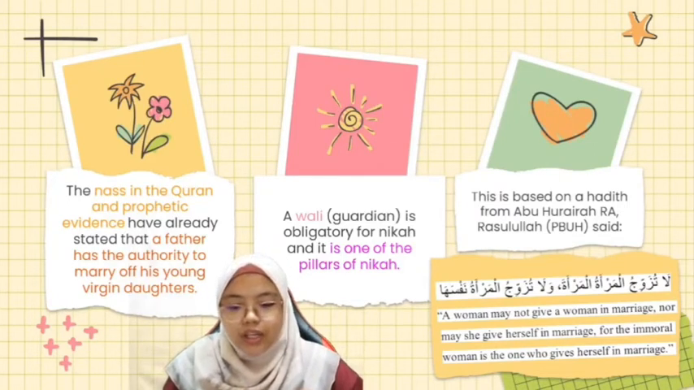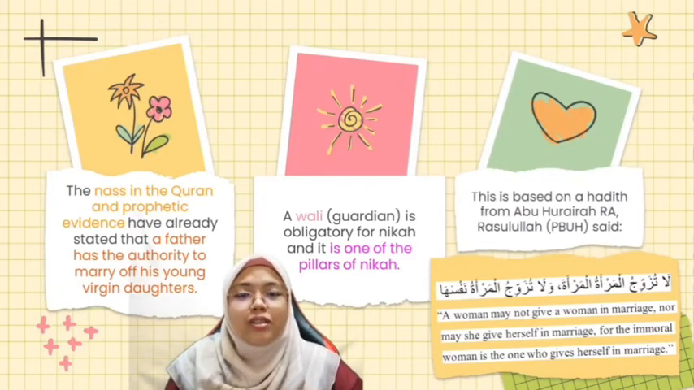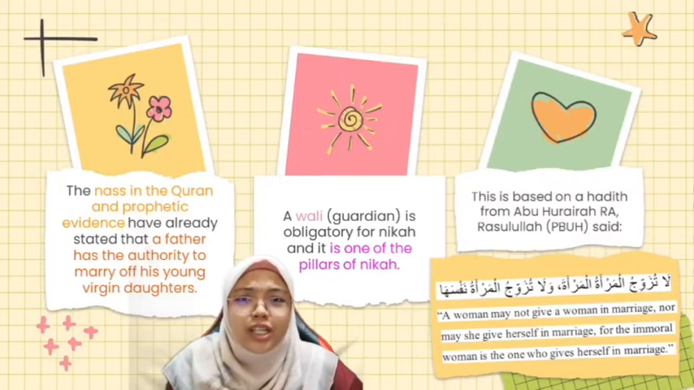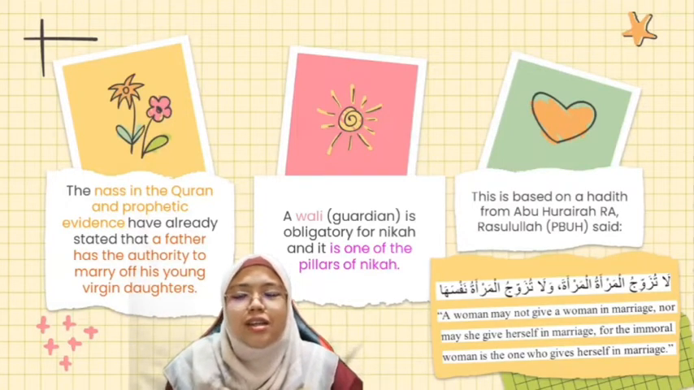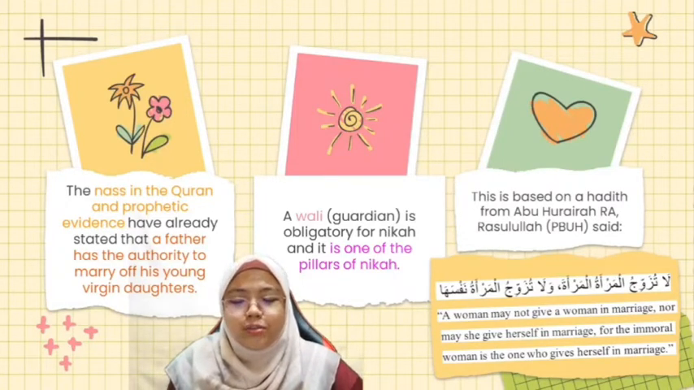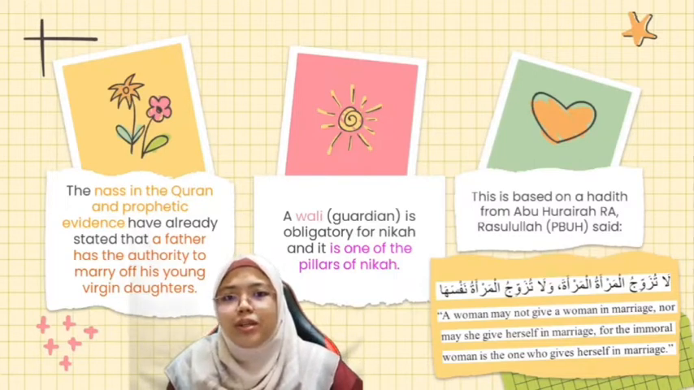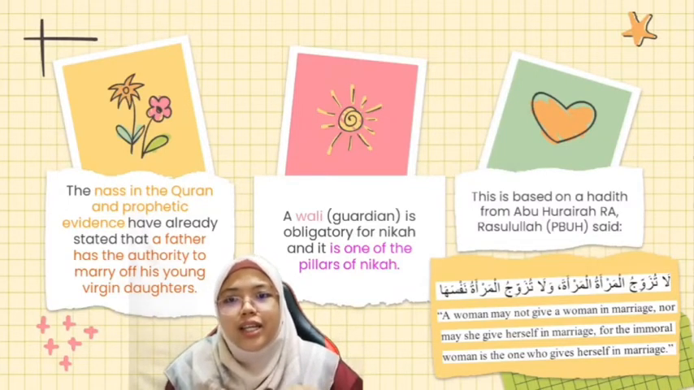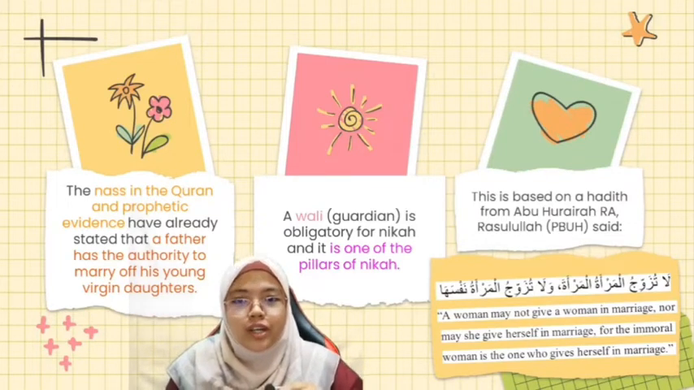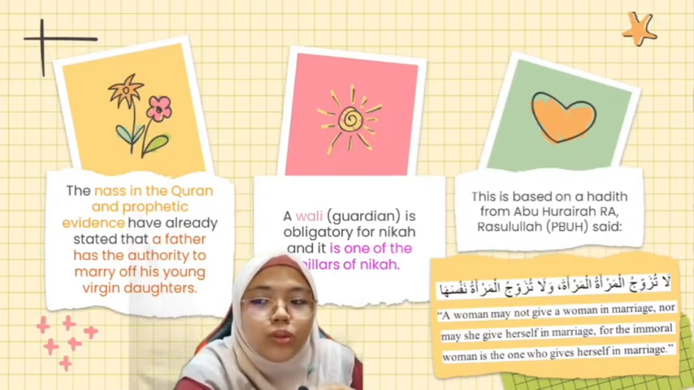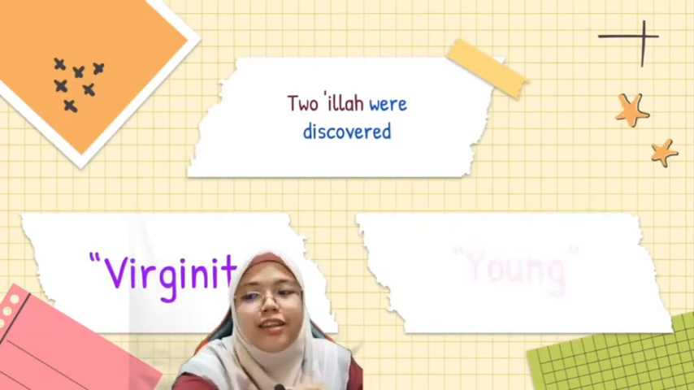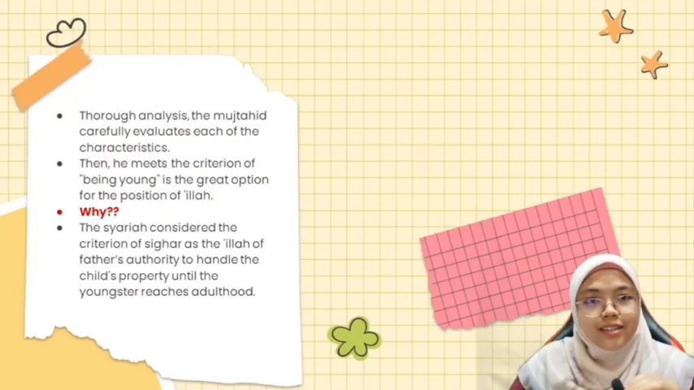So, as I just said, the illah of the authority of the father is not mentioned in other nas. So the mujtahid needs to analyze the nas and limit the illah to one of two criteria, which is either virginity or being young. Okay, next.